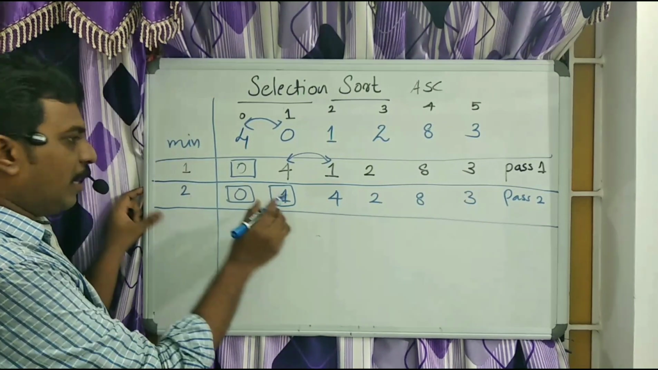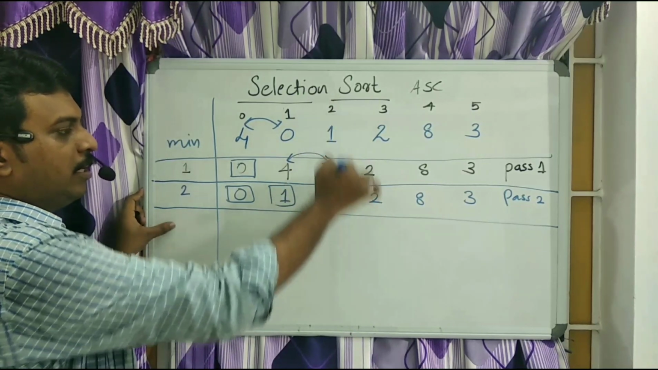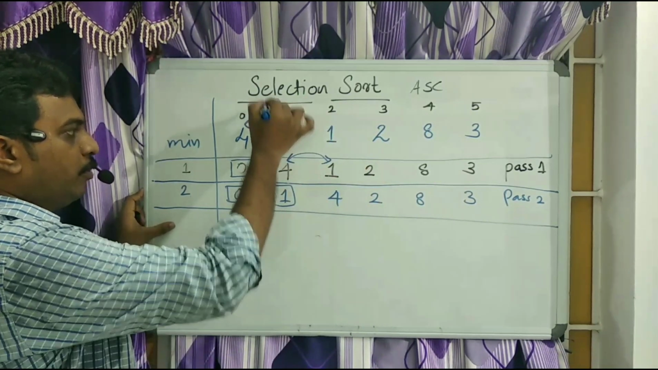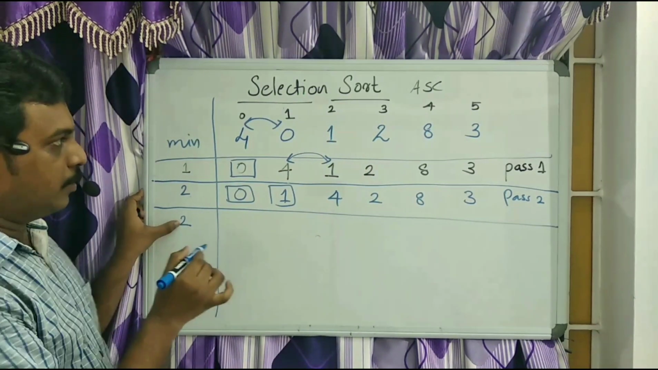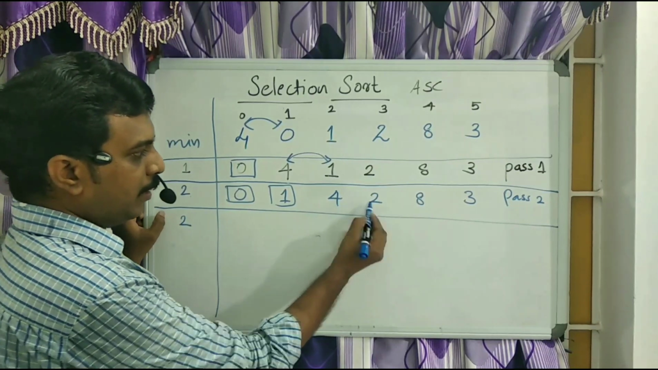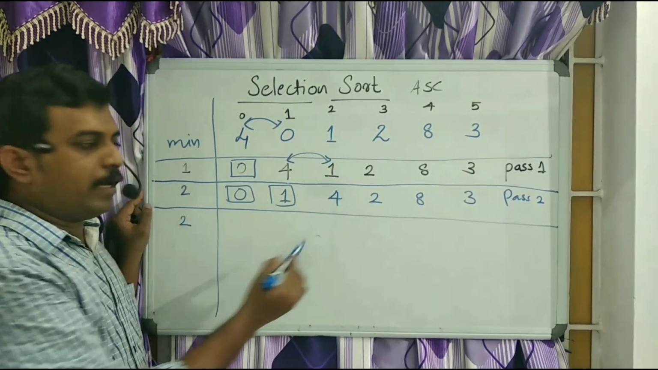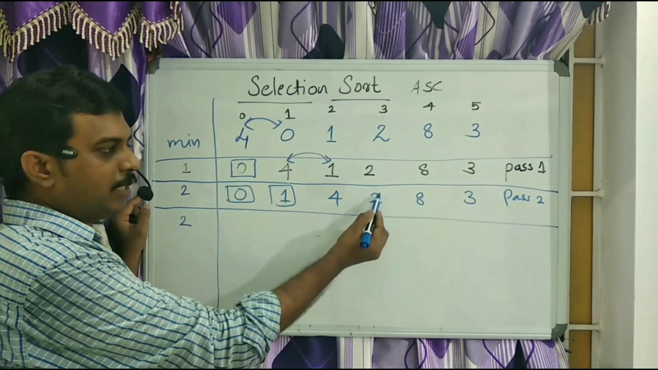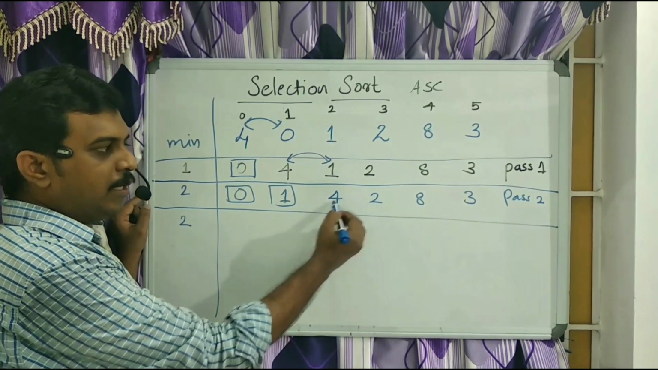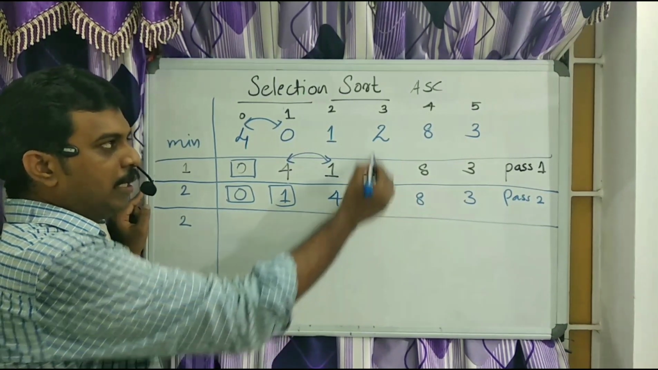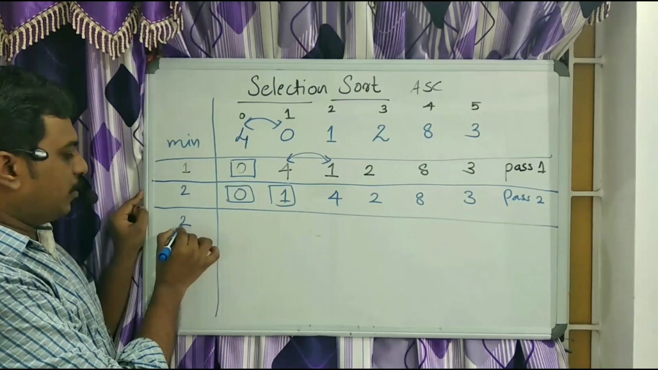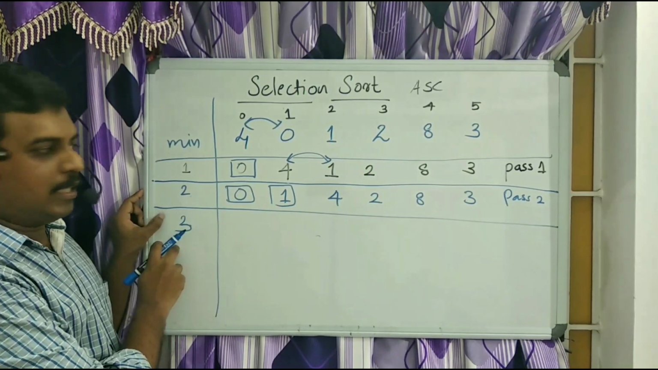Now the value of min is 2, because the index of 4 is 2. Then I will compare this 4 and 2. When I compare 4 and 2, I can see that 2 is the smaller element. What is the index of 2? The index of 2 is 3. I am changing min to 3.